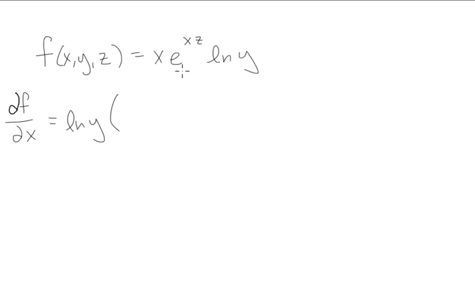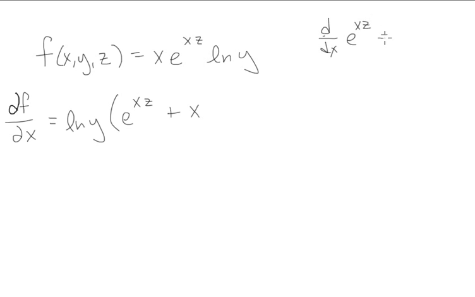So now I need to take the derivative of this term x e to the xz. Well, I'm going to use the product rule. The derivative of the first is 1, so I have 1 times e to the xz unchanged, plus x unchanged, and I need to take the derivative of e to the xz. And sometimes at this point I find it helpful to just over on the side write out what would be the derivative with respect to x of e to the xz.